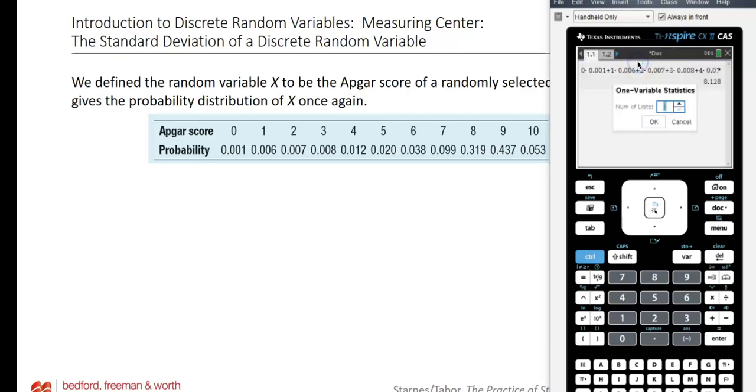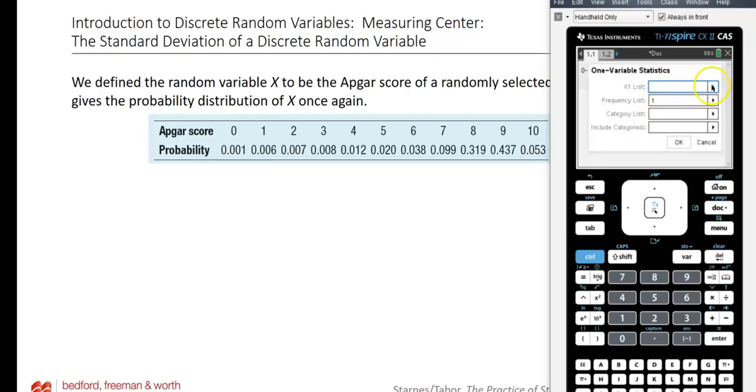What's interesting here is you're going to choose one list. It seems weird, but we have two lists, but trust me, it's going to be one list. The X list is going to be the APGAR. And then the frequency list, I don't know how much we've used that. The frequency list will be probability. It's how often that happens. That's the probability of something happening.